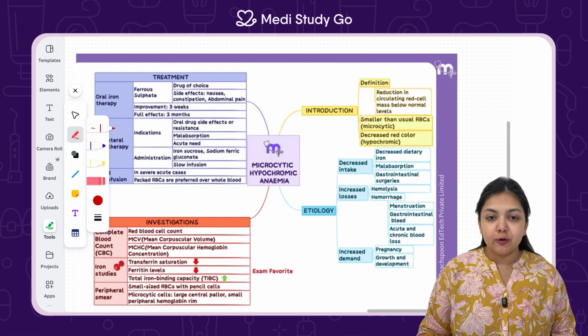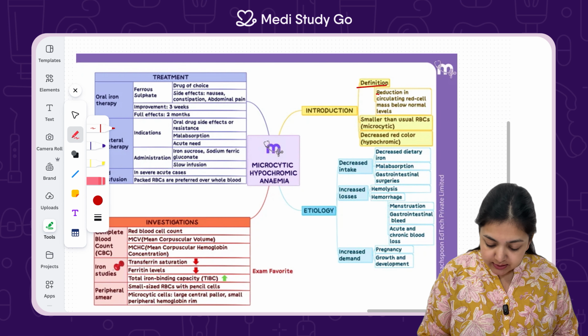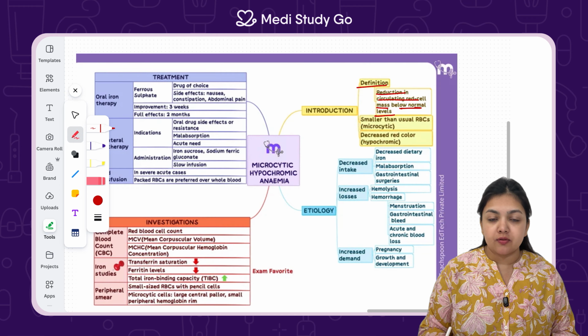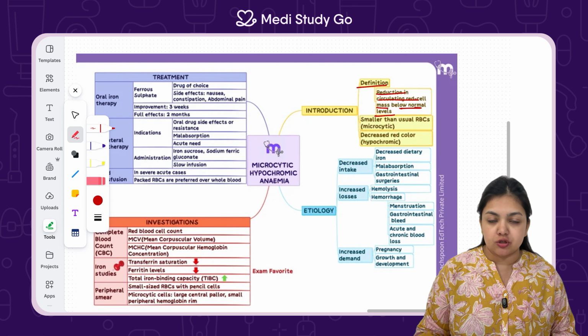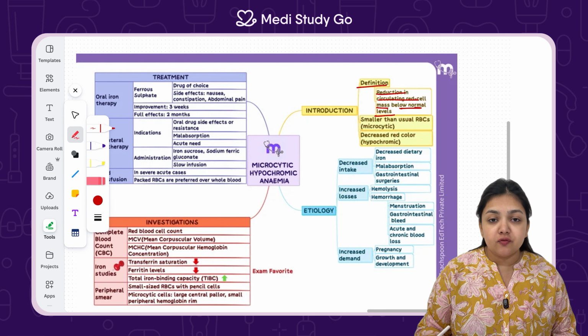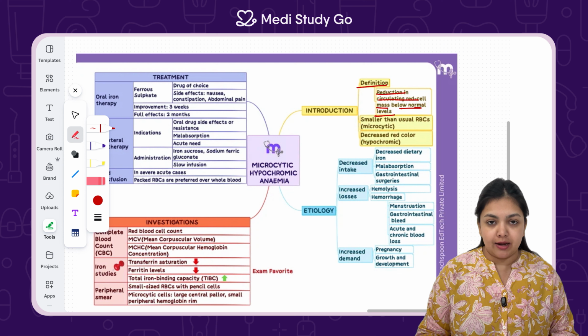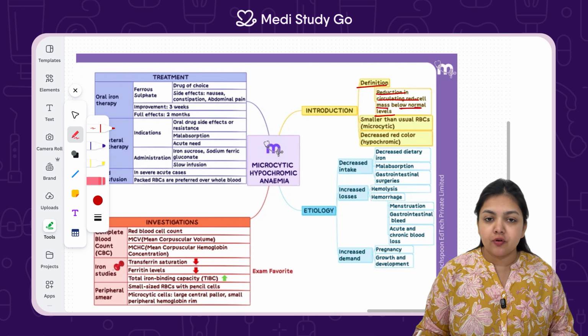To define microcytic hypochromic anemia, it is the reduction in the circulating red cell mass below the normal levels. Now the red blood cells which are circulating in the blood carry the oxygen because they contain hemoglobin. If that red cell mass decreases, obviously less hemoglobin will be carried and less oxygen will be carried. This leads to a situation called anemia.